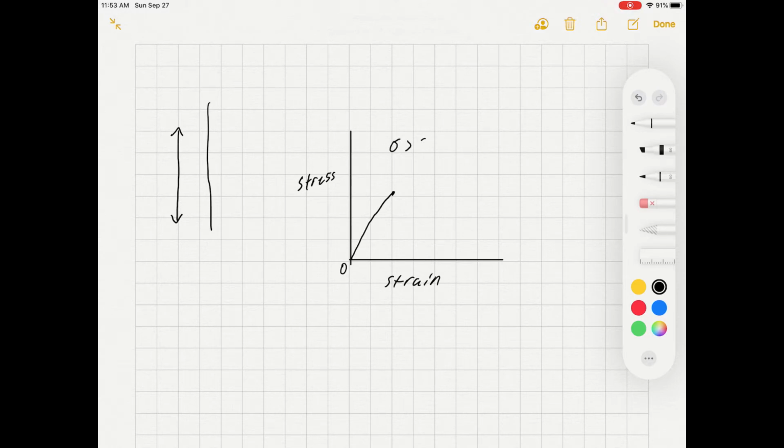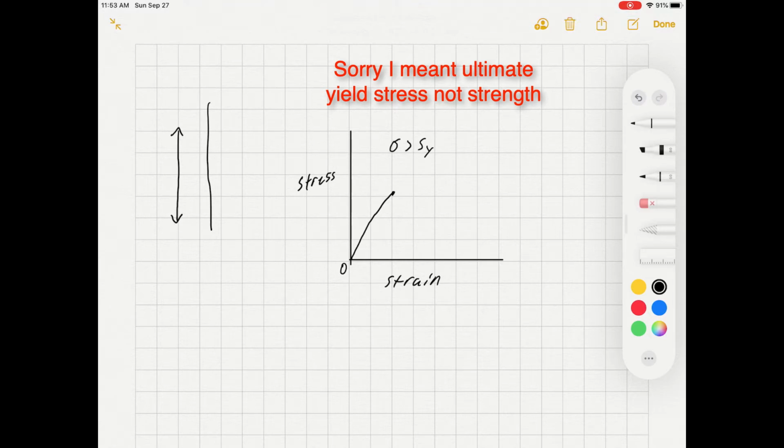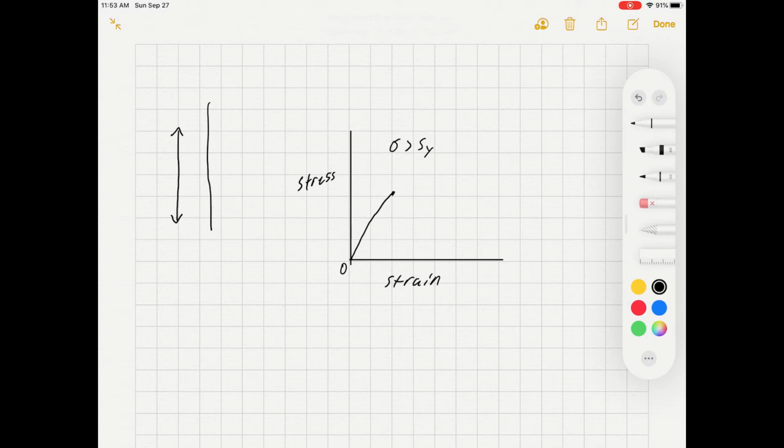the ultimate yield strength, and at this point, it will exhibit plastic deformation because when it's let go, it will now be a little bit longer than the original length because you've now deformed it. It's bent now, right? Because it's a little bit stretched. It's no longer its normal size.